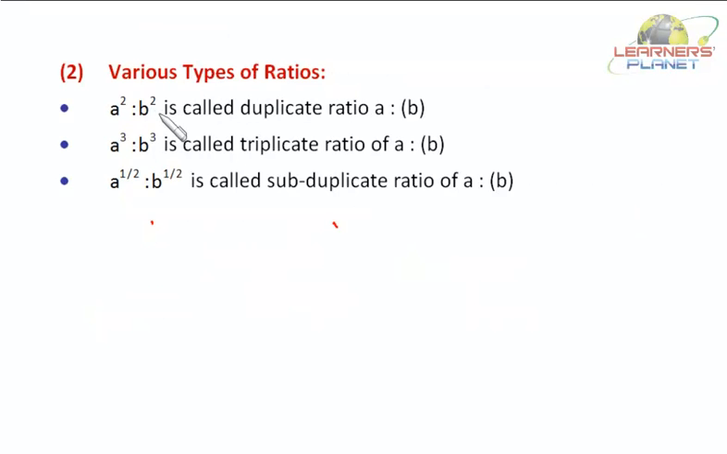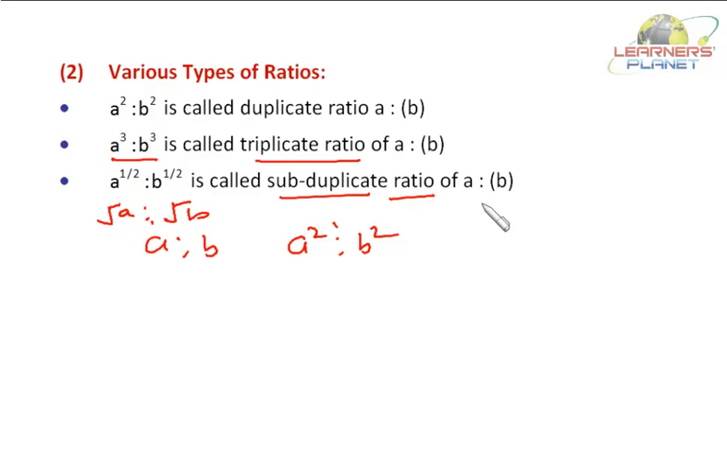Now let's see the other terms. A square is to B square is called the duplicate ratio of A is to B. That means if a ratio A is to B is given, and if I wish to find out the duplicate ratio of it, that will be A square is to B square. Similarly, A cube is to B cube is called the triplicate ratio, and root A is to root B is called the subduplicate ratio of A is to B. Okay friends.